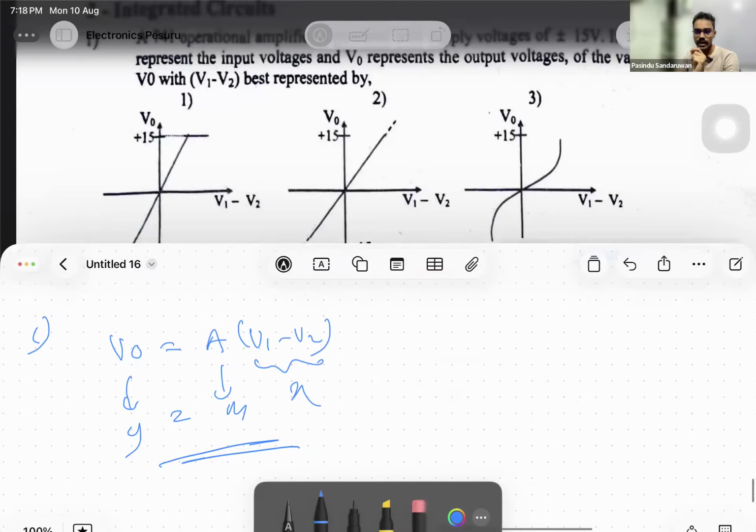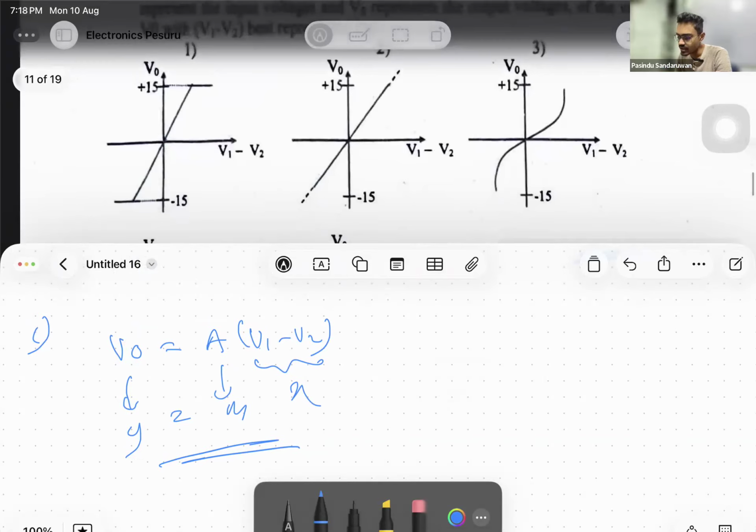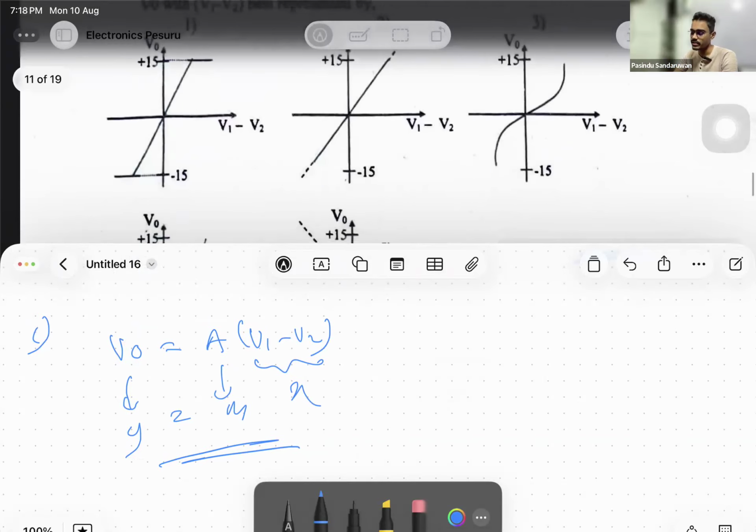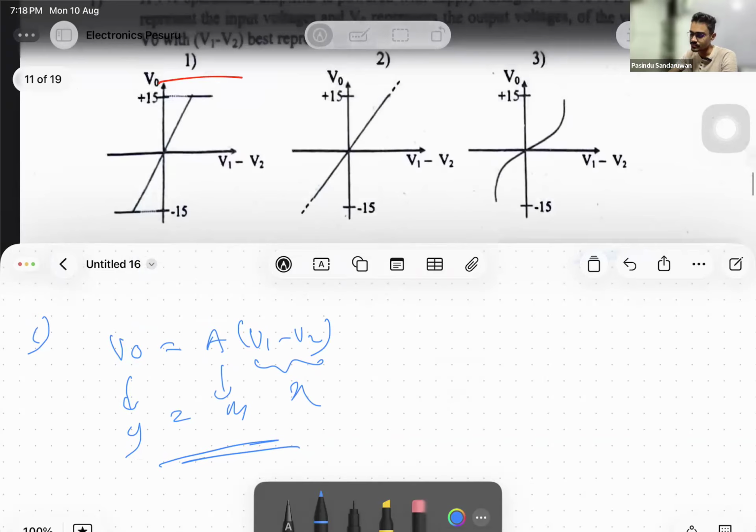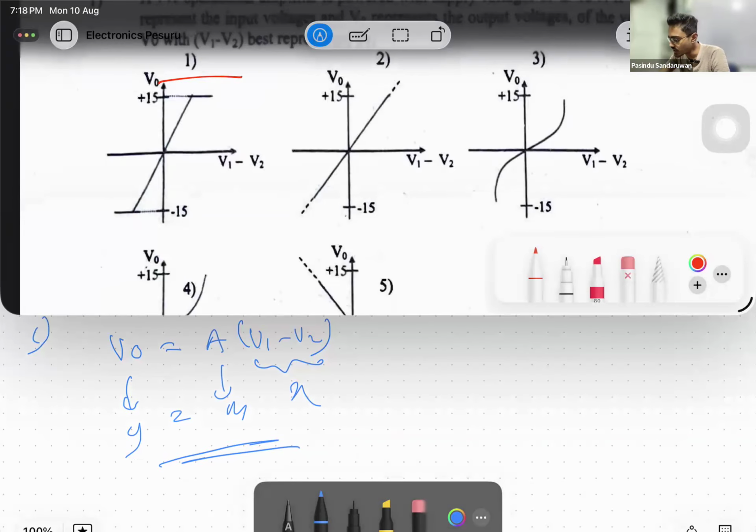But any op amp, and any kind of electronic appliance actually, reaches its saturation levels. Y equals MX is true, but it should be saturated at the end. So the answer is 1. We have plotted this in the theory class also. It is Y equals MX, but that is not option 2 because it is reaching the saturation. Then it is 1.